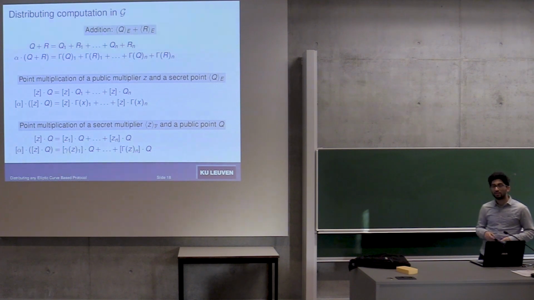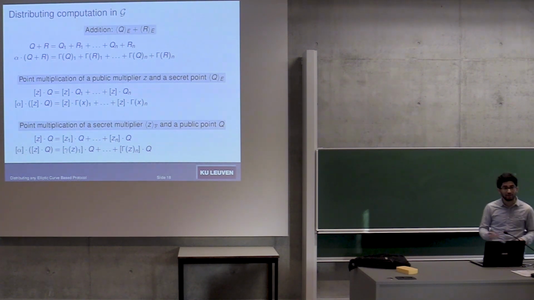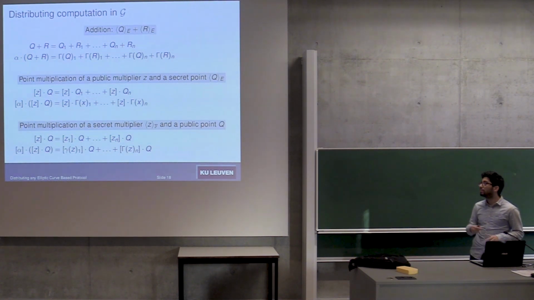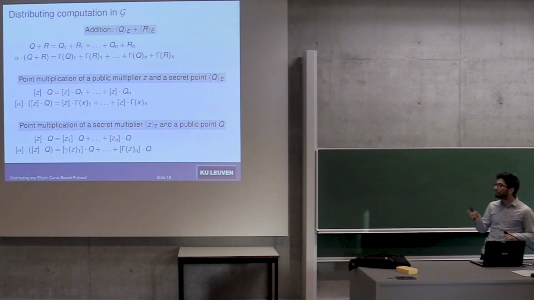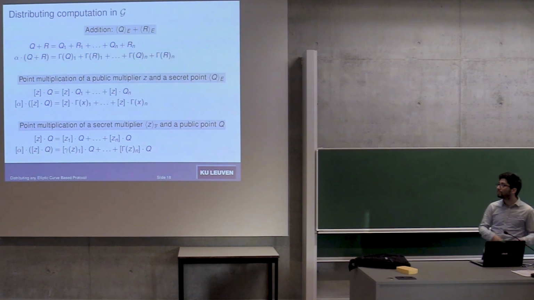And if we consider the secret sharing, then if we want to do addition, once again it will be just a local computation, for the same reason as for points over the field. Also, point multiplication between a public multiplier and a secret point, and multiplication between a secret multiplier and a public point, are both local computation, because we just need the parties to multiply the public value with their share of the secret value.